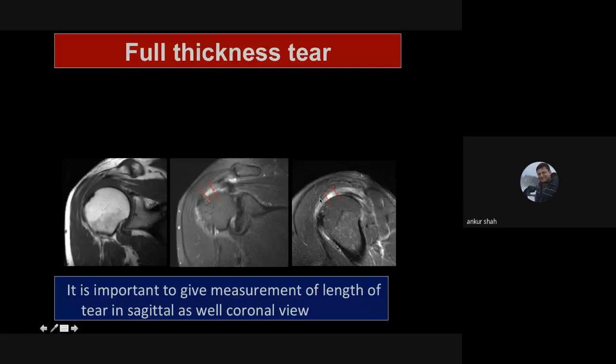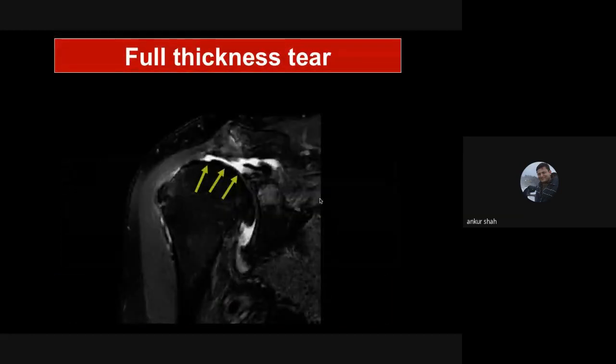So it is important to give both these dimensions in cases of full thickness tear. Here is also a full thickness tear, but this is a massive tear. That is full thickness retraction or full thickness tear of the supraspinatus. Probably could be even extending to infraspinatus. That we can say only if we have a sagittal image along with this. And there is significant retraction of the fibers almost up to the level of glenoid.